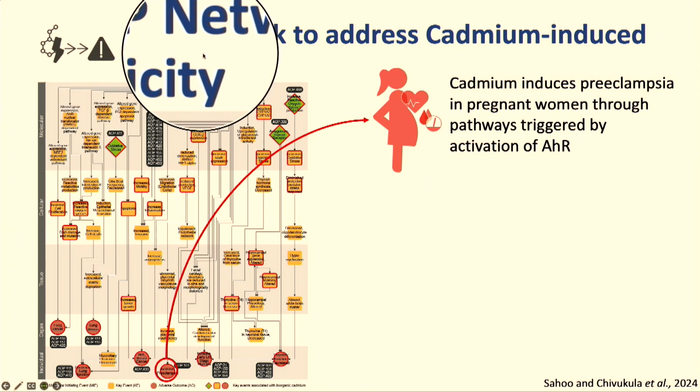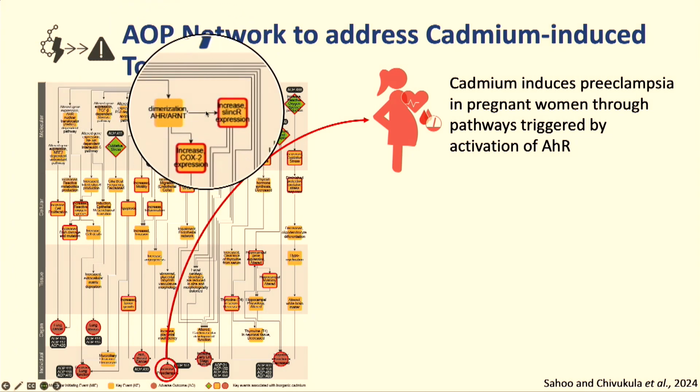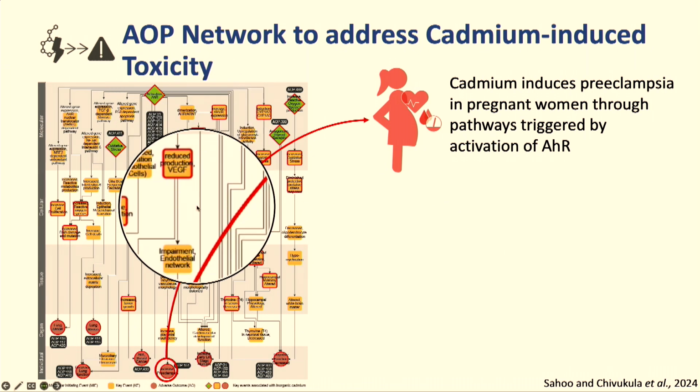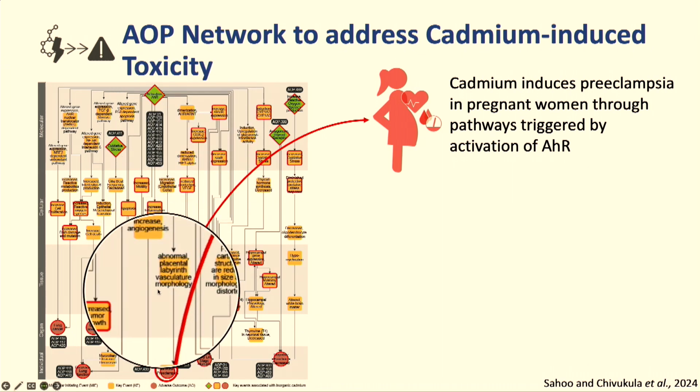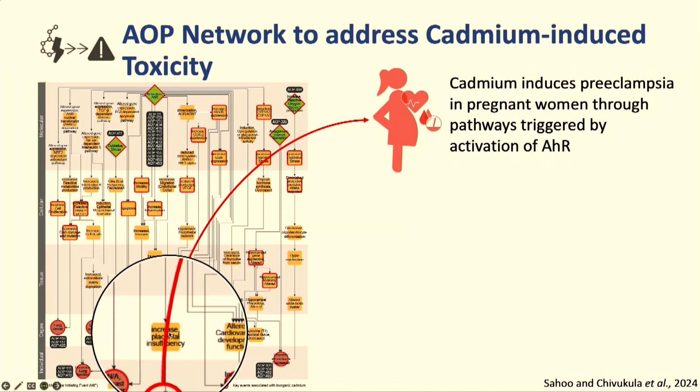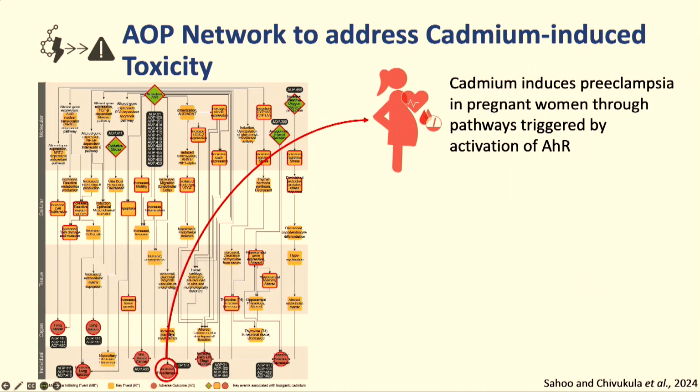It does it through activation of AHR. It goes through this process of dimerization of AHR-ARNT, reduced VEGF production. It flows down to placental labyrinth vasculature morphology, which leads to an increase in placental insufficiency. So as Professor Rahul told this morning, placental abruption is one of the key features, and preeclampsia is just a specific outcome of this placental insufficiency.